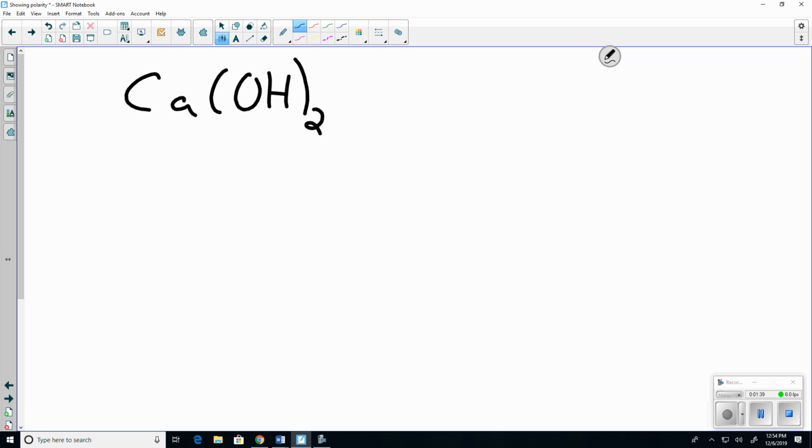Because we are not going to call this calcium oxygen hydride. This OH is on this sheet of paper. It's hydroxide. So this will be called calcium hydroxide.